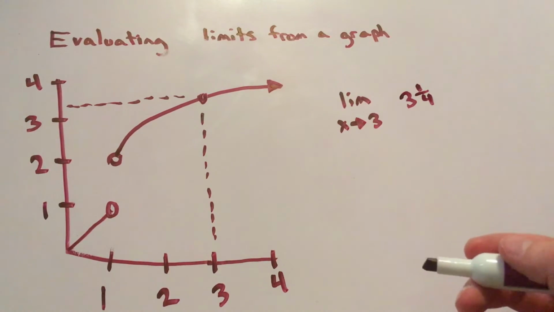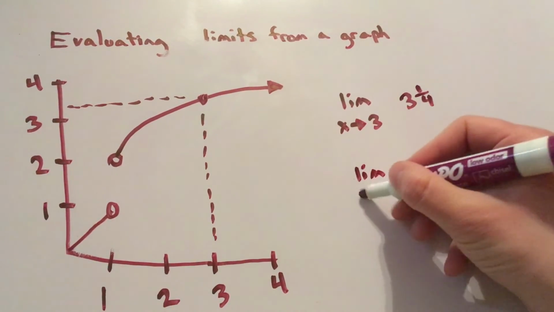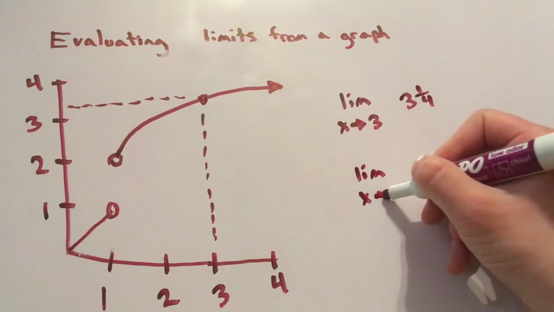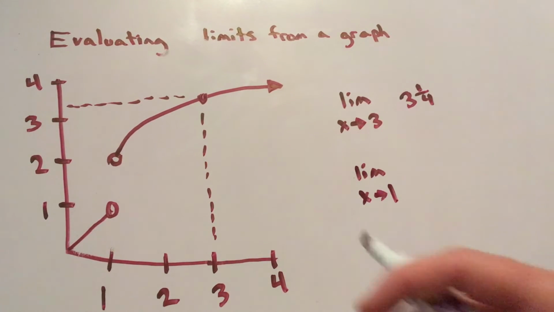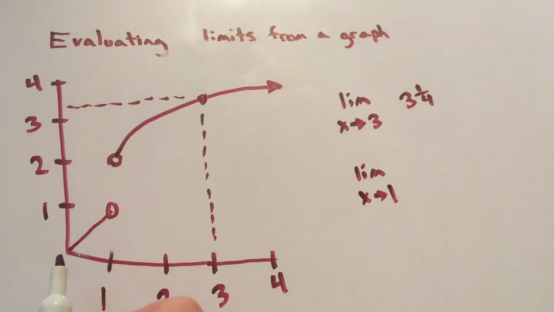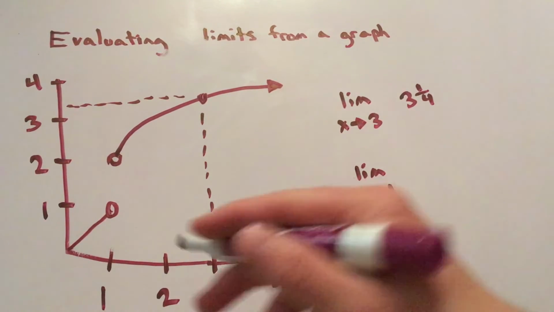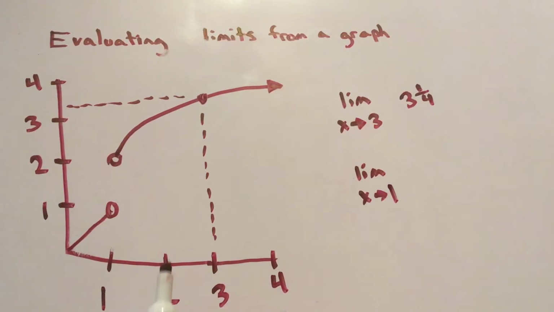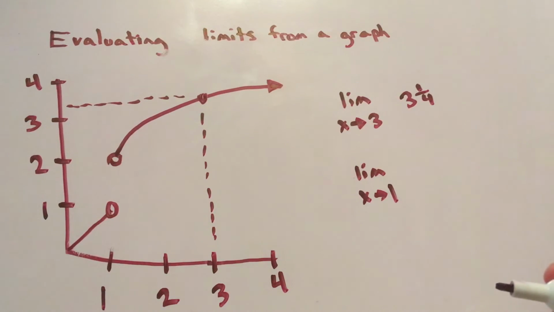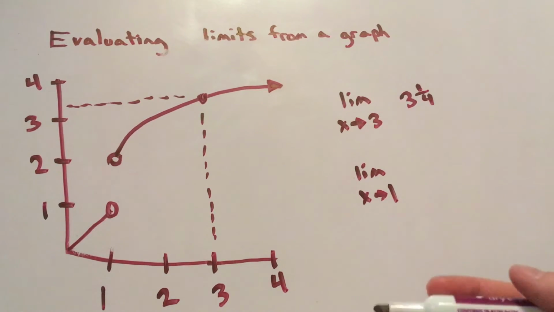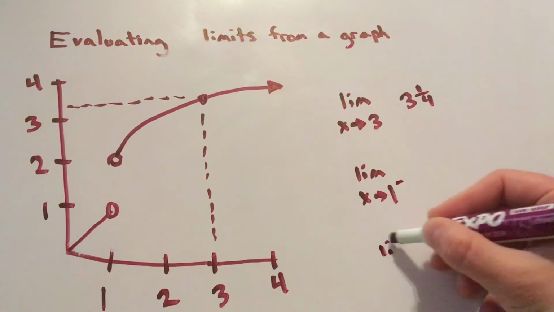So now we can check the limit as x approaches 1. Okay, so as x approaches 1, from the left side, we seem to be approaching 1. But from the right side, starting at 2, we're approaching 2. So that's a problem because we're reaching 2 different numbers. So we're going to need to check the left side, and we're going to need to check the right side.